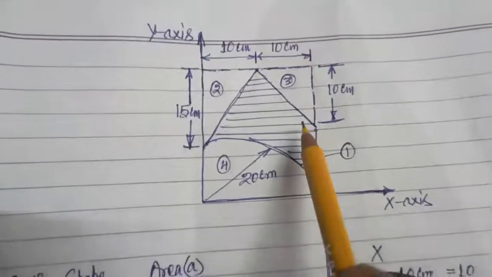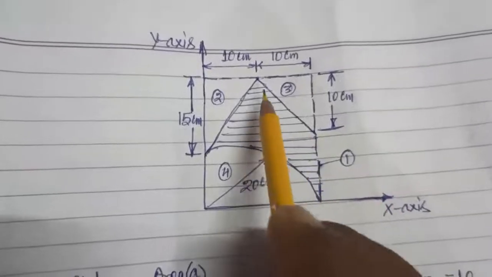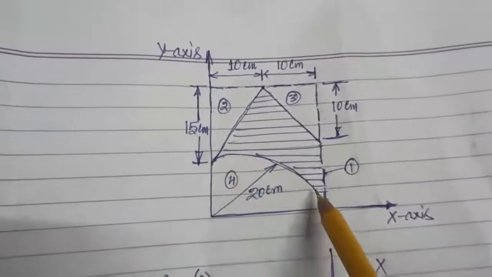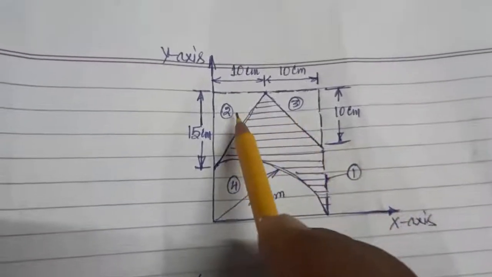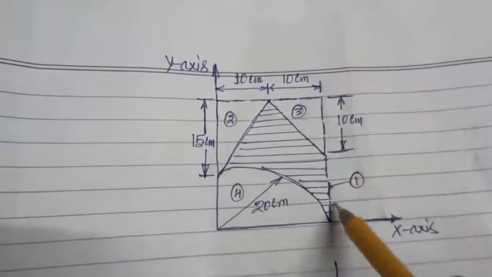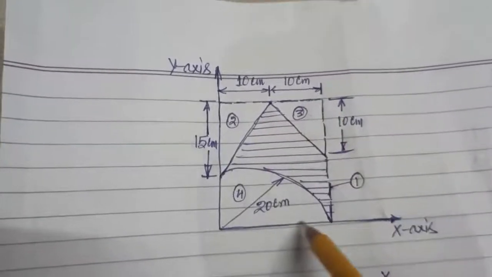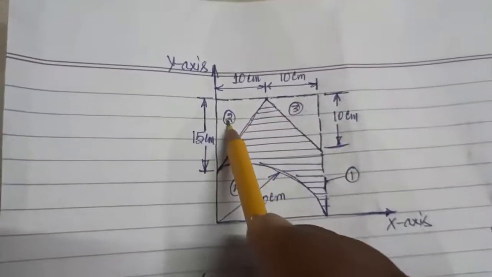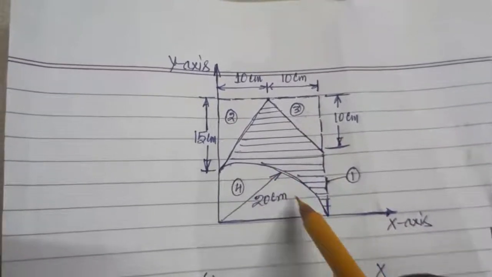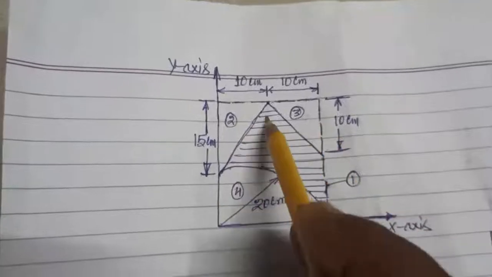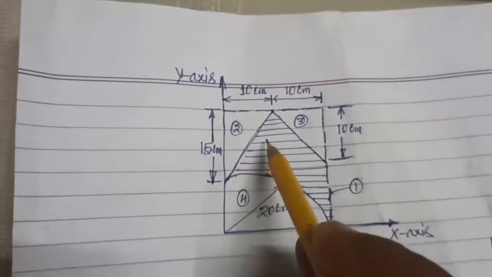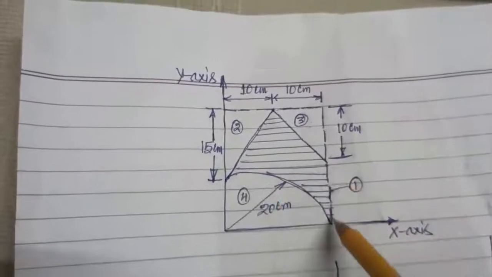In this figure, we have to find out the centroid of this shaded area. This shaded area is made by deducting these three figures from a rectangle. So this is a rectangle. From this rectangle, this triangle number 2, this triangle number 3, and this quadrant number 4 are deducted. Then this shaded area is made up. So we have to find out the centroid of this shaded area.